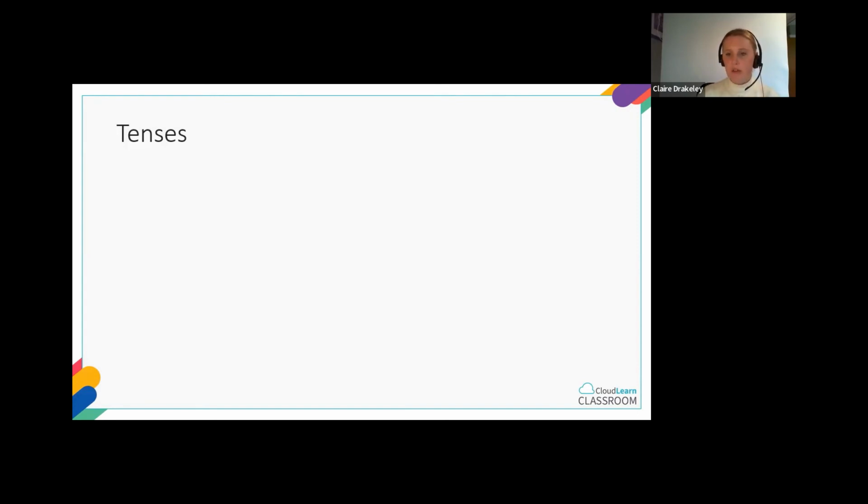Does anyone know what the 3 main tenses are? Can anyone give me the 3 main tenses? I'm not talking about being tense. That's a completely different kind of tense. Does anyone know the names of the tenses or any of them? Past, present, future, Daniel, well done. Yes, past, present, future, Tabitha, excellent, top of the class. Well done. Yes, they are past, present and future.